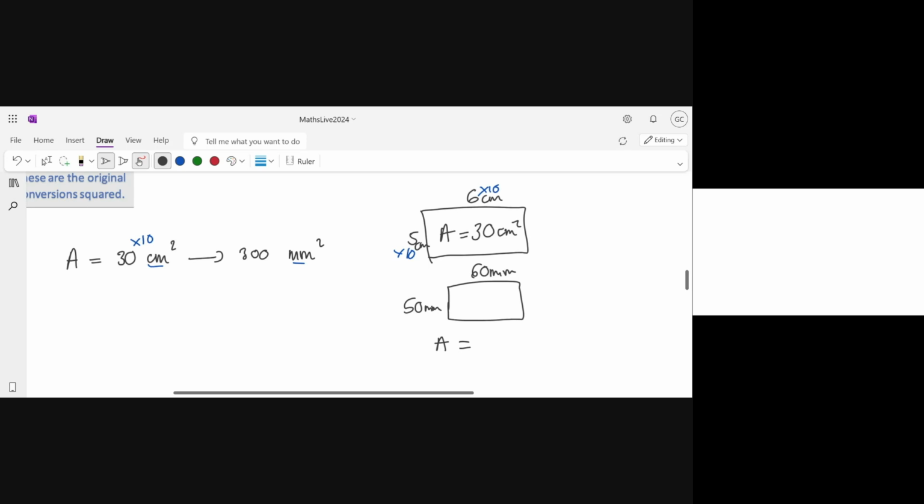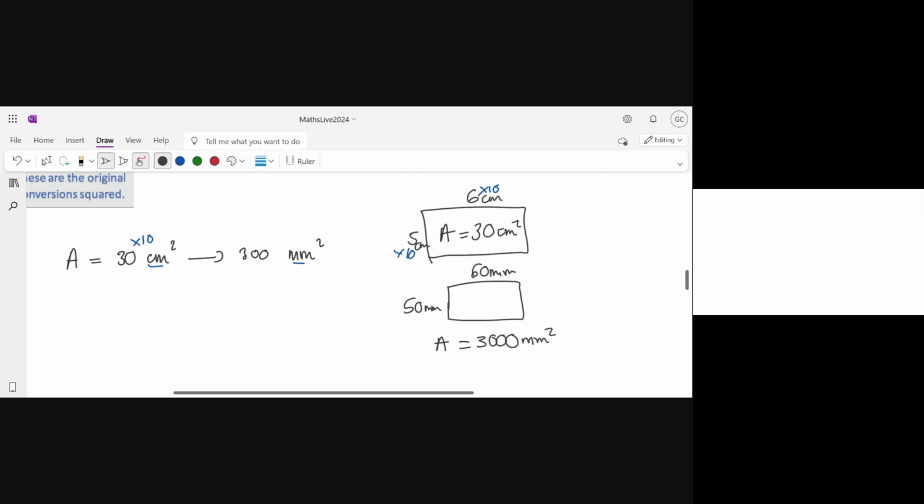60 times 50 would give us not 300. It would give us 3,000, just like Sinoguhle has said, right? So it would give us, and I'm writing, 3,000 millimeters squared. Now, because we are converting from something squared to something else squared, that means the conversion in between also needs to be squared.